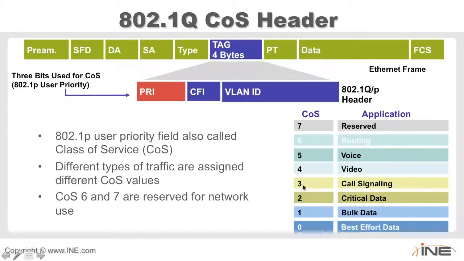3 is the absolute standard for call signaling, whether that's voice or video call signaling. 4 for video, and 5 for voice traffic. And then 6 for routing, and 7's reserved. Okay, very simple with 802.1q CoS. We only have 3 bits and a total of 8 values.